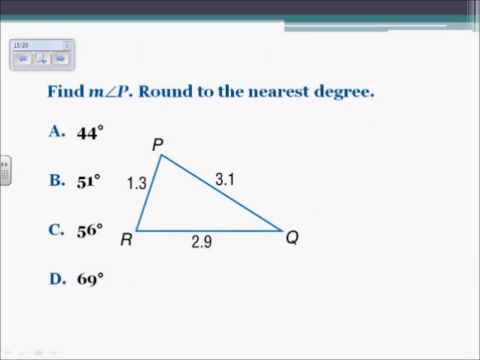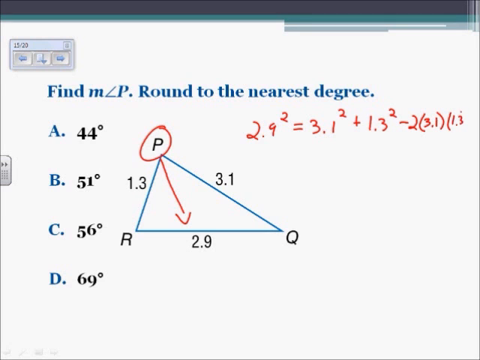Alright, let's go further and do this one again. Find the measure of angle P, round to the nearest degree. So angle P is what I'm trying to solve for. That means that 2.9 will be what I'm going to focus on. So I will have 2.9 squared is equal to the other two sides squared and added together: 3.1 squared plus 1.3 squared minus 2 times those two sides, 3.1 and 1.3, times the cosine of P.